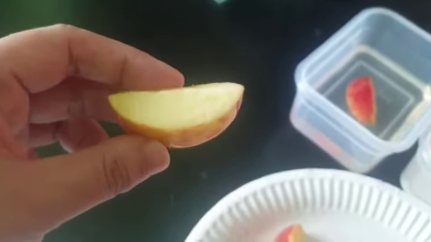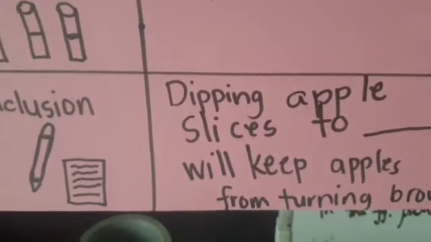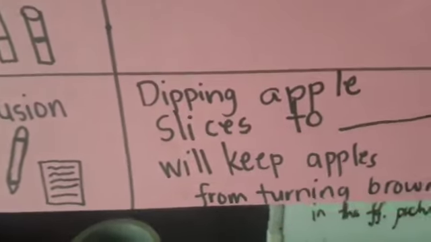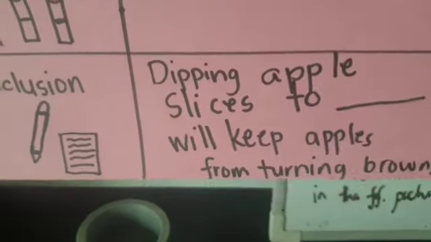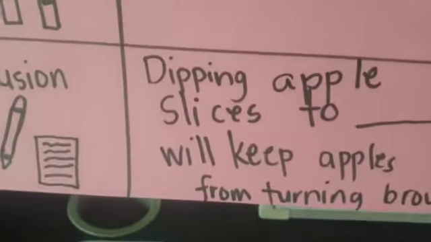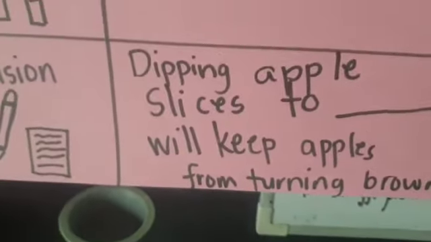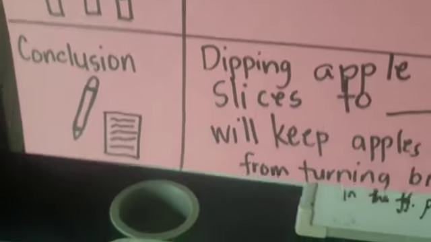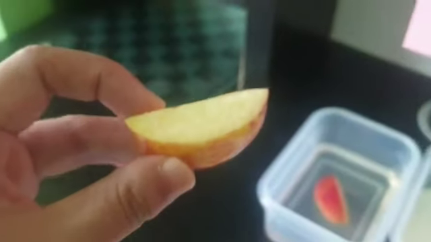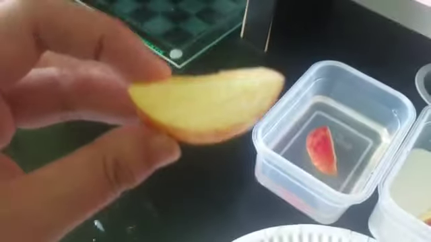So after our experiment, we can conclude that, so this one is the conclusion, so we should have a conclusion. Dipping apple slices in water, milk, or lemon will keep the apples from turning brown or slow down from turning brown. So what's our answer? It's lemon. That's right. So the lemon is the one that can slow down the process of oxidation. That's right.